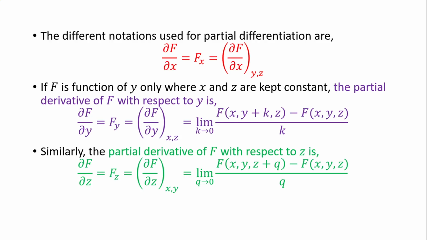And similarly we can define the derivative of f with respect to z, where x and y are constant, as ∂f/∂z equal to f subscript z, (∂f/∂z) at x and y constant, equal to the limit q tends to 0 of f(x, y, z+q) minus f(x, y, z) upon q. So the partial derivative of f with respect to x is ∂f/∂x, with respect to y is ∂f/∂y, with respect to z is ∂f/∂z.